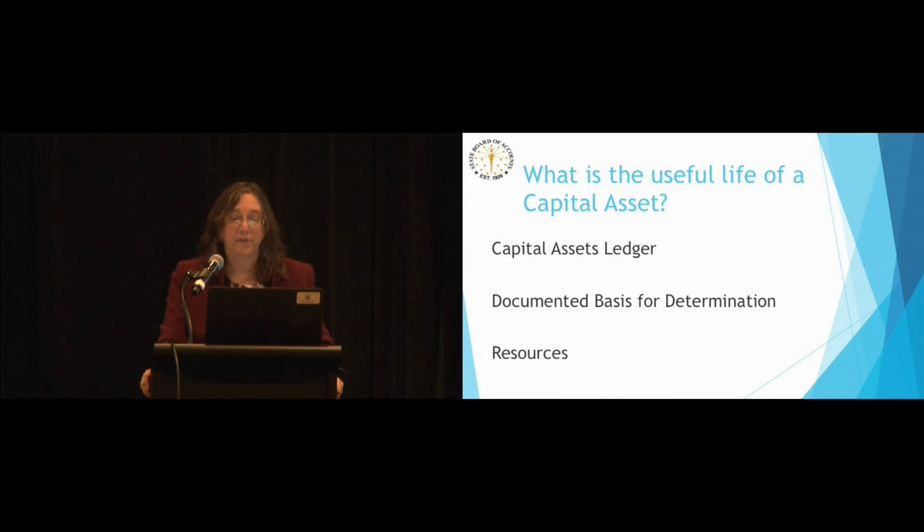There are available resources on the internet which can provide a reasonable basis for estimated useful lives assigned to an asset. We're just going to look at these to see if what you're assigning is reasonable and it's in compliance with your policy, your capitalization policy.